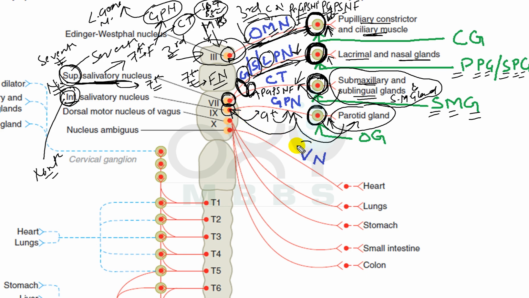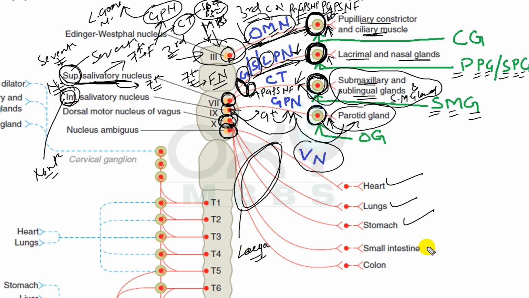Now the vagus nerve is coming out from the dorsal motor nucleus of the vagus and the nucleus ambiguus, and together the nerve fibers coming out from the dorsal motor nucleus of the vagus and the nucleus ambiguus form the vagus nerve. This vagus nerve is a very large nerve that is innervating the heart, lungs, stomach, small intestine and the colon.